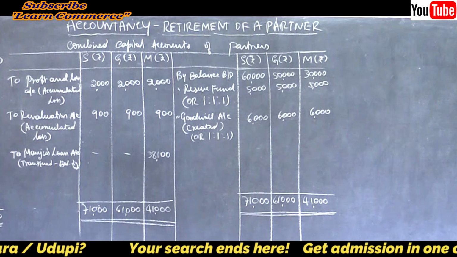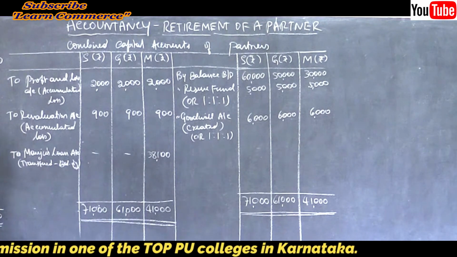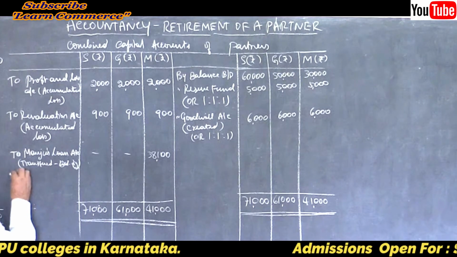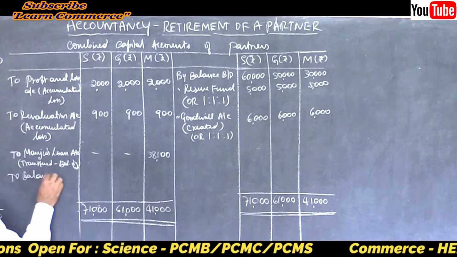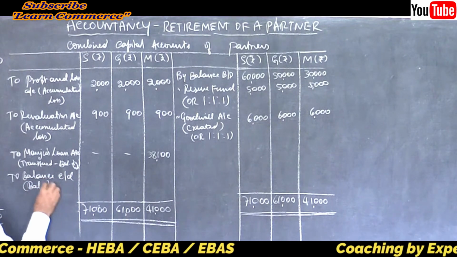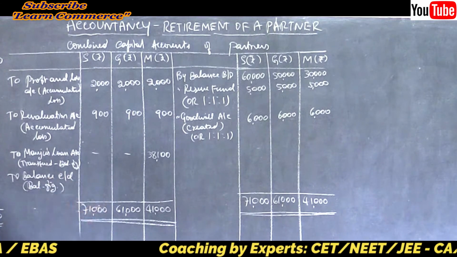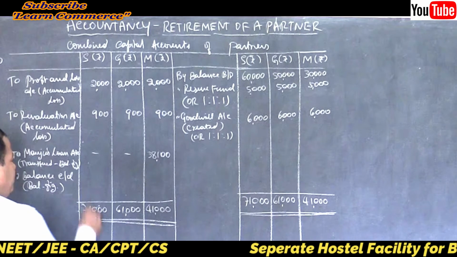That's all, nothing else. Then for these two partners, find out the difference and bring down the balance. To balance carried down, balancing figure. Find out the difference. How much? 68,100, 58,100.